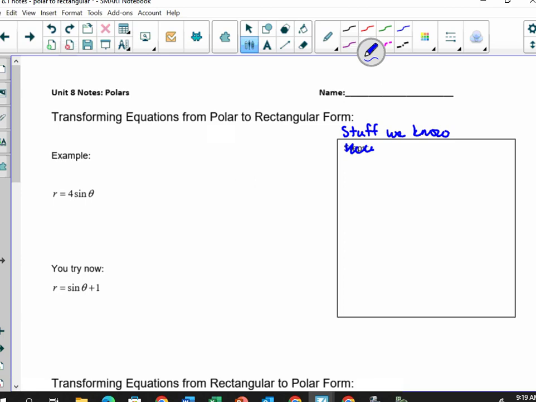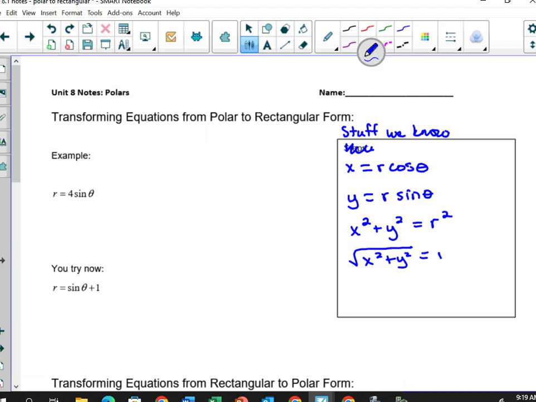Nope. All right. So let's think about stuff we know here. What does X equal? R cosine theta. What does Y equal? What about X squared plus Y squared? R squared. So would you agree then that the square root of X squared plus Y squared is R? I know we didn't really do that one yet, but yes.